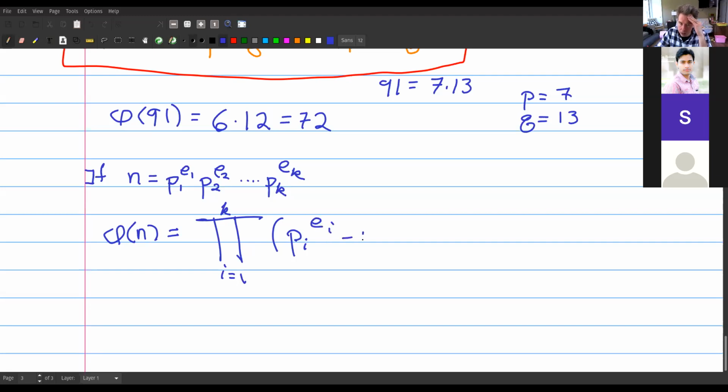e^i minus pi to the e^i minus 1. Okay, so that's kind of, yeah, Aiden, sorry. That's not like 3.14, like that's not real pi, right? That's just like the ith p, basically.